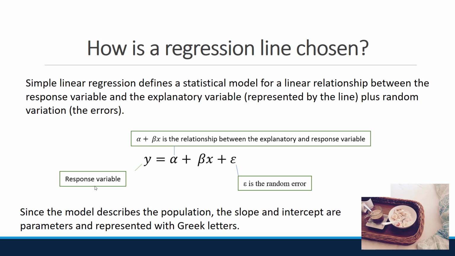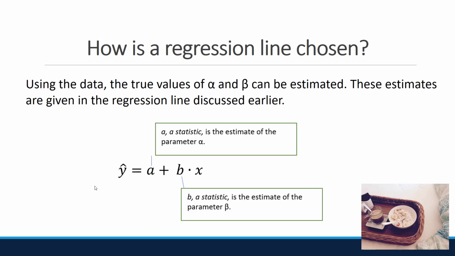Since this model describes the population, the slope and the intercept are parameters and are represented with the Greek letters alpha and beta. Using the data, the true values of alpha and beta can be estimated. These estimates are given in the regression line that we discussed earlier. So notice that a is an estimate of alpha and b is an estimate of beta.